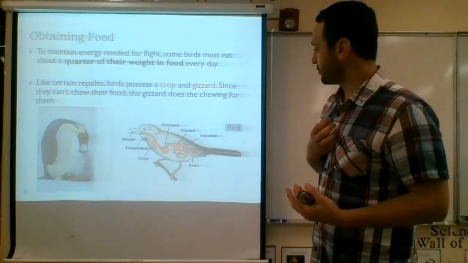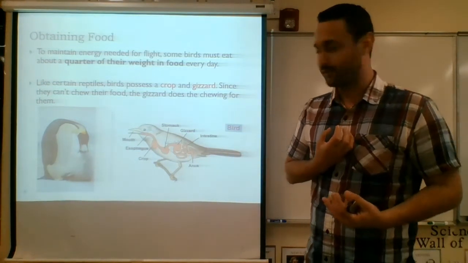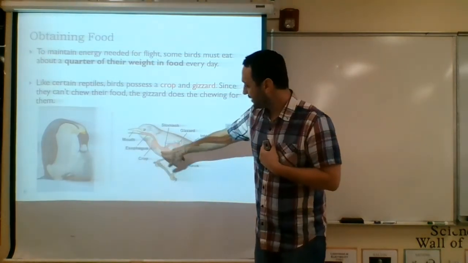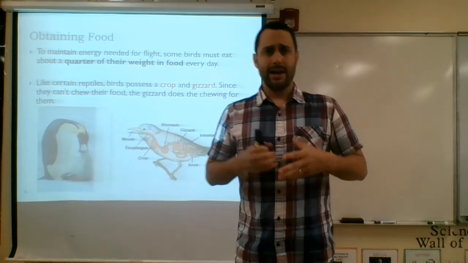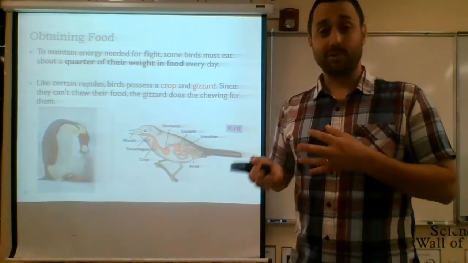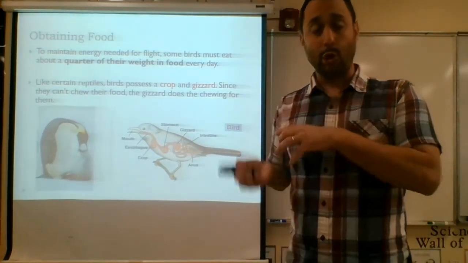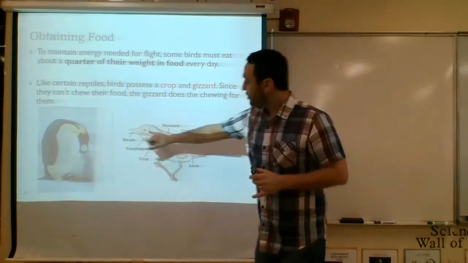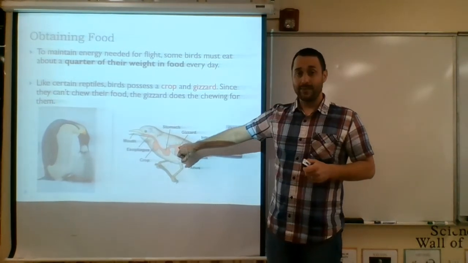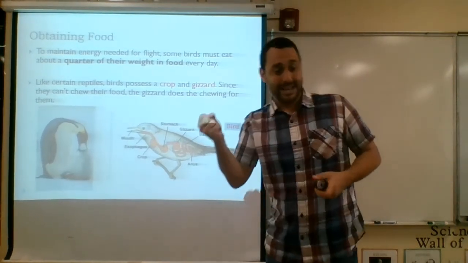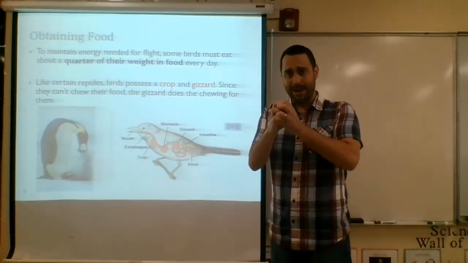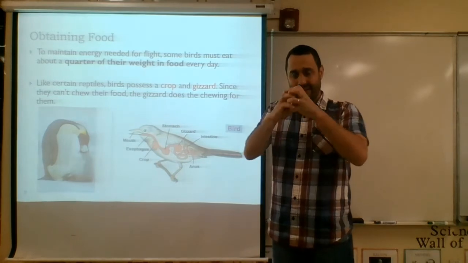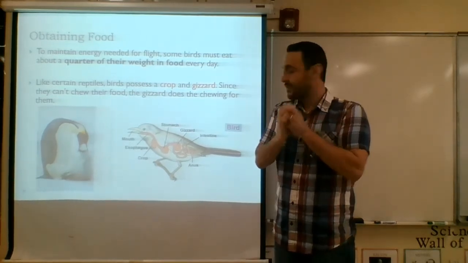The crop is usually just a storage pouch for food, where eventually it gets passed to what's known as the gizzard. Now the gizzard, in many cases, birds will actually often swallow stones, and those stones will get trapped in the gizzard, and they kind of act like teeth, because basically the gizzard is a strong muscular pouch that will squeeze and grind their food up.